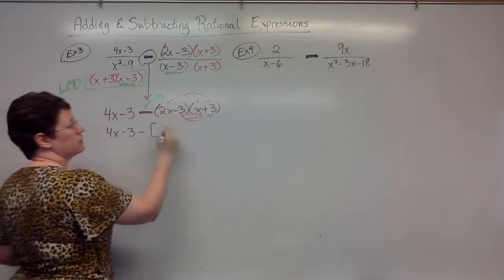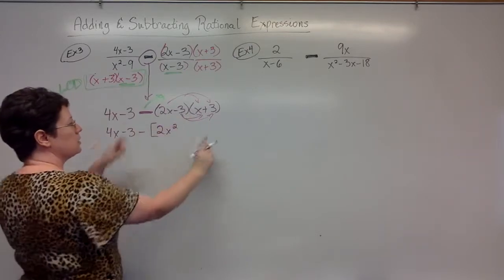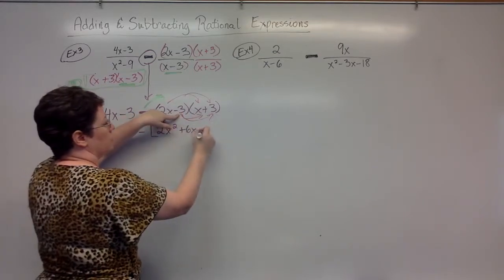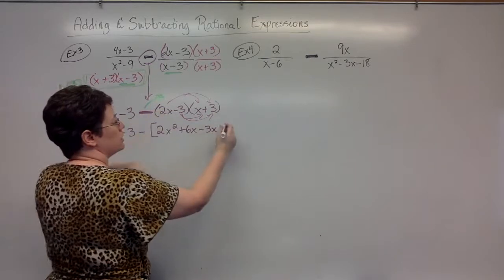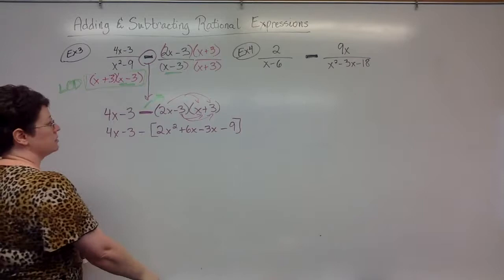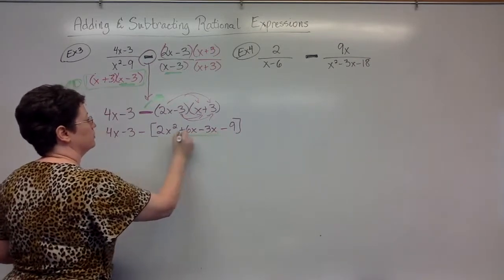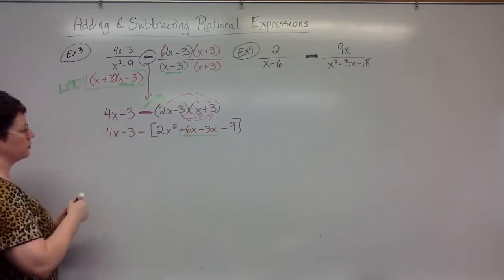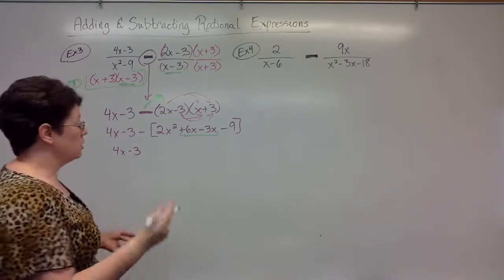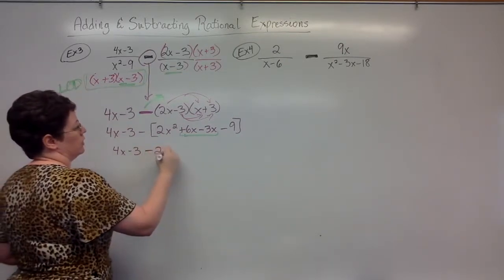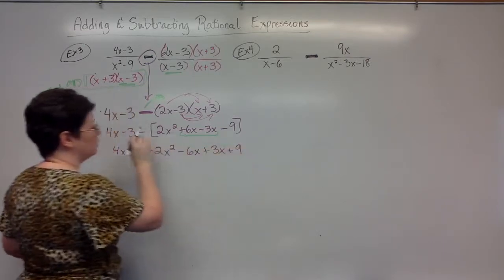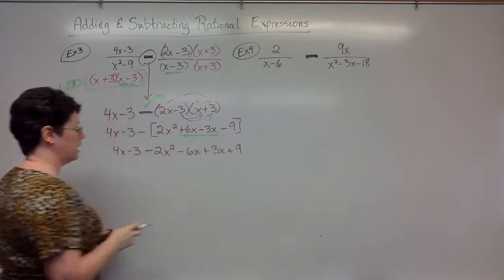Let's multiply. 2x times x, 2x squared. 2x times 3 plus 6x. Negative 3 times x minus 3. Negative 3 times positive 3, negative 9. All right. Got some like terms we can combine, right? Yep, we do. So I got 4x minus 3. Do you have to combine them right now? No, you could distribute the negative. 2x squared minus 6x plus 3x plus 9. Remember, the negative changes the sign of everything after it.